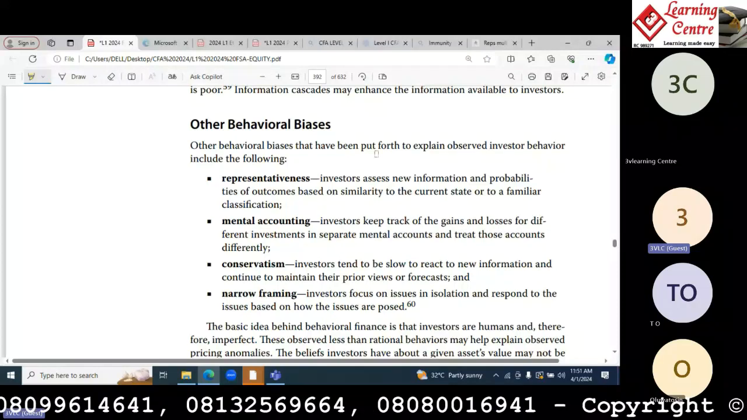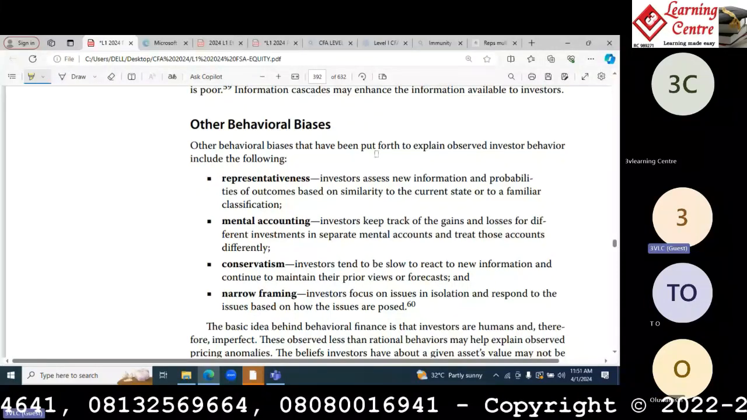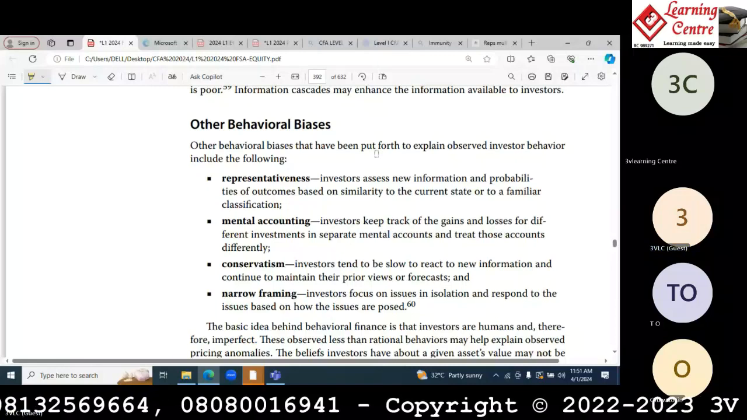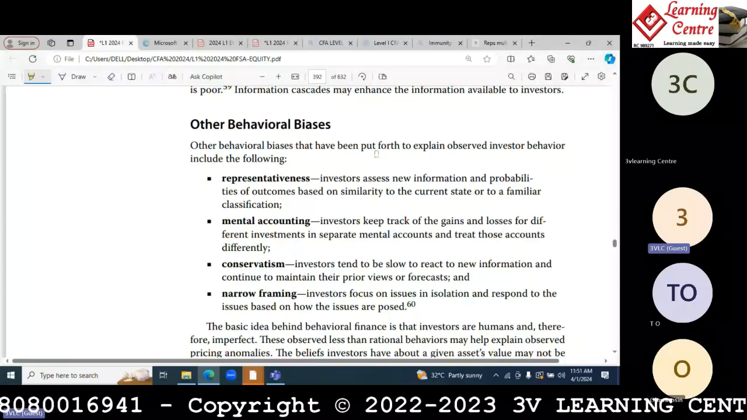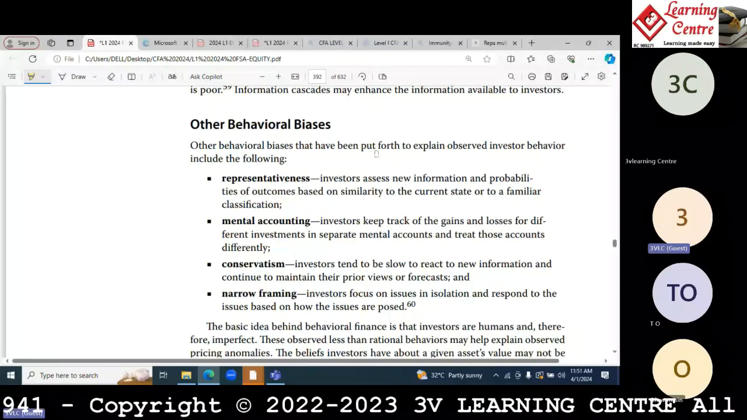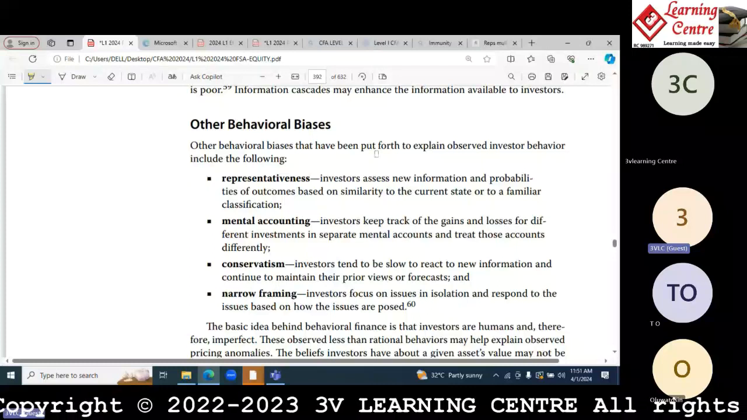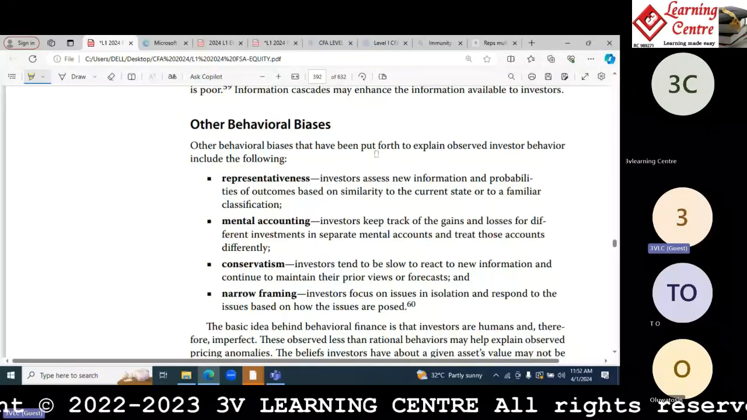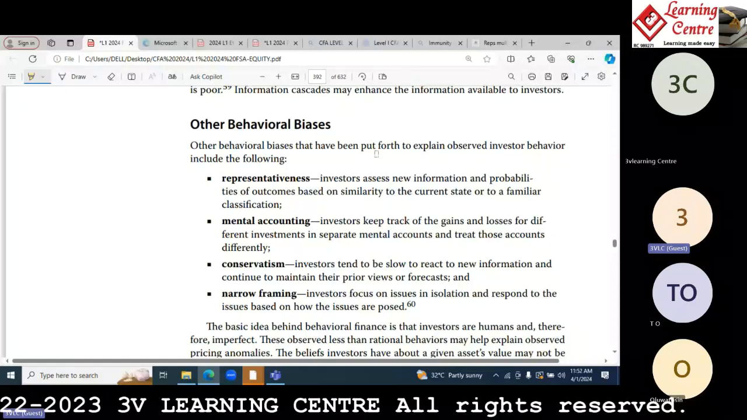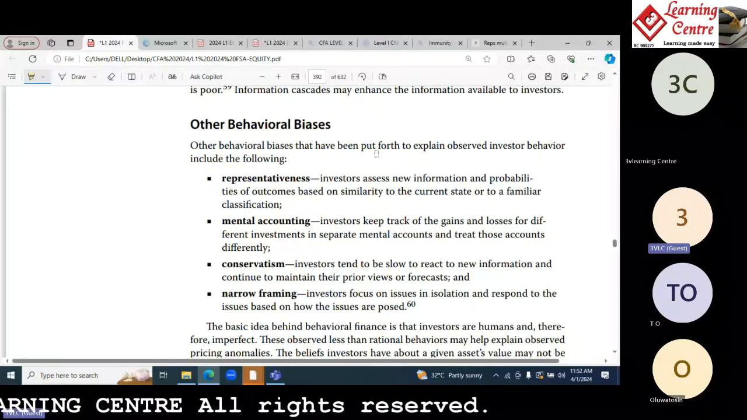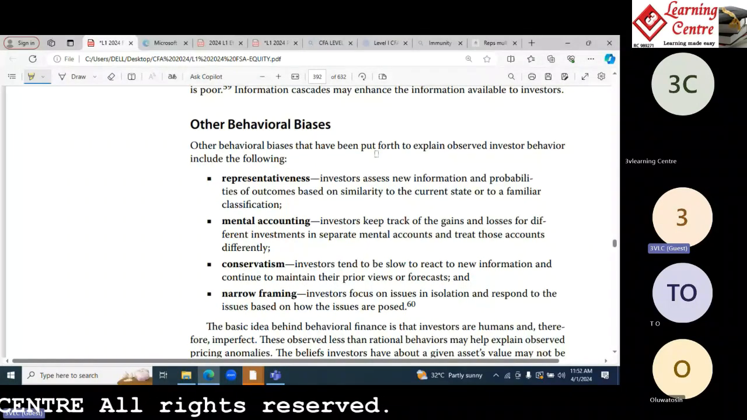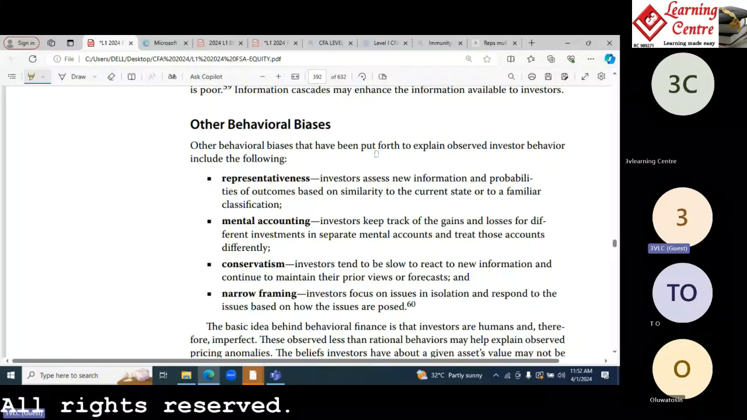Mental accounting is when you deal with information by mentally segmenting it, rather than remembering that information must be dealt with as a whole. Conservatism is your inability to adjust, or being slow to react to new information or changes in forecast. Narrow framing: investors focus on issues in isolation and respond to issues based on how the issues are posed.